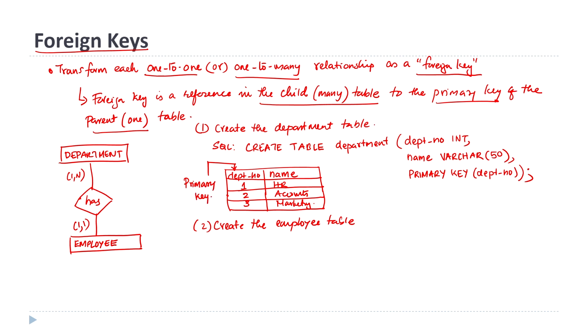So, each department has many employees. In this case, the one table, or the primary table, or the parent table, will become the department. Here is the parent table. Now comes the child table, because a department can have many employees.